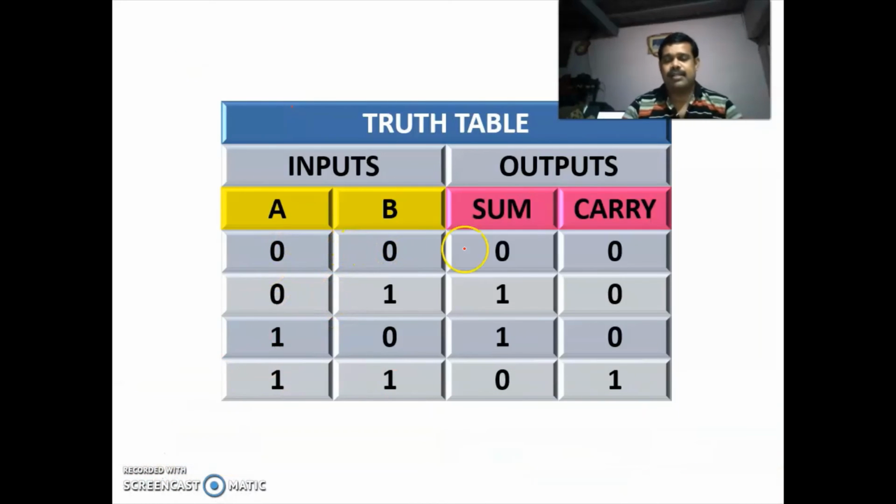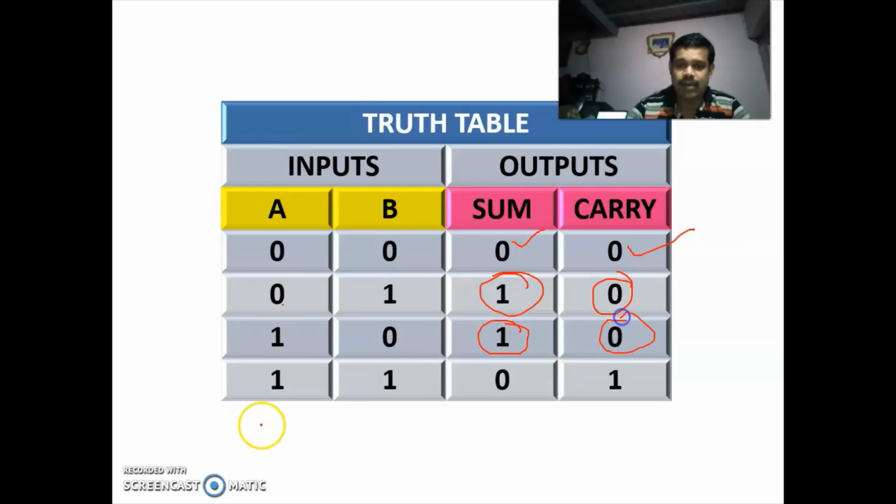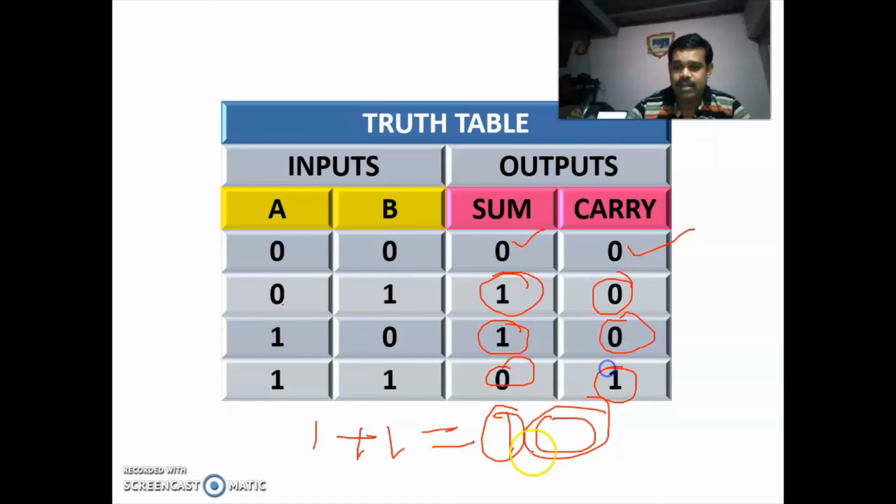Once again I will explain. 0 plus 0 is 0, so sum is 0, carry is 0. 0 plus 1 is 1, so sum is 1, carry is 0. 1 plus 0 is 1, sum is 1, carry is 0. 1 plus 1 is 1 0, that is sum is 0 and carry is 1. So carry is nothing but the extra bit that comes while adding two 1-bit numbers; or if you add two 3-bit numbers and get a 4-bit result, that extra bit is called carry.